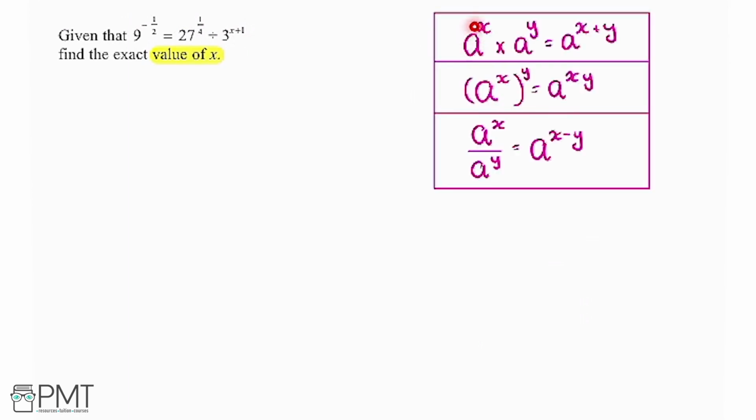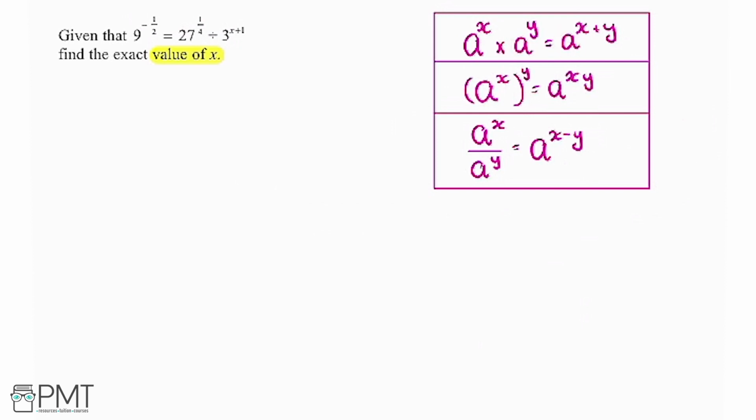So we've got a to the power of x multiplied by a to the power of y is a to the power of x plus y. A to the power of x all to the power of y is a to the power of x multiplied by y. And a to the power of x divided by a to the power of y equals a to the power of x minus y. But what all these indice laws have in common is that they always work with the same base. So we've always got a here, and a here, and a here.